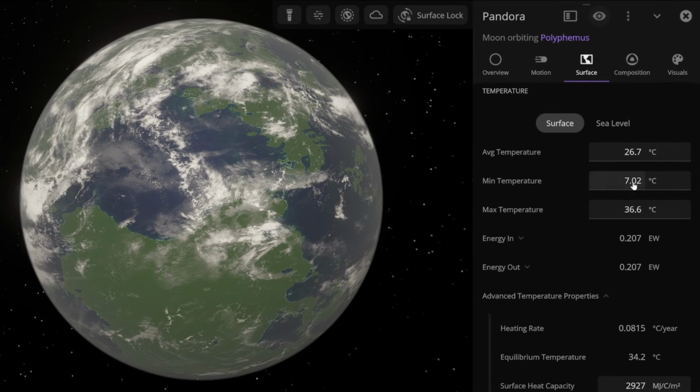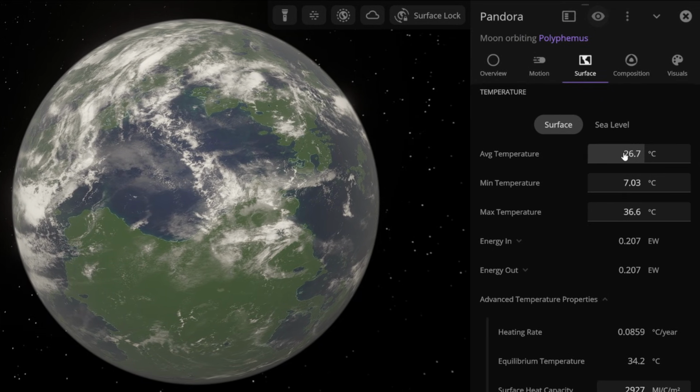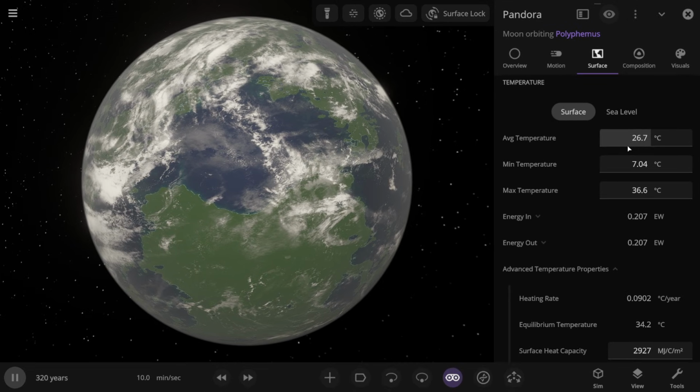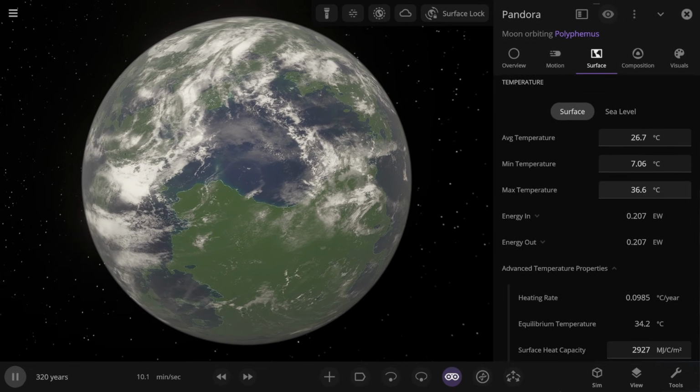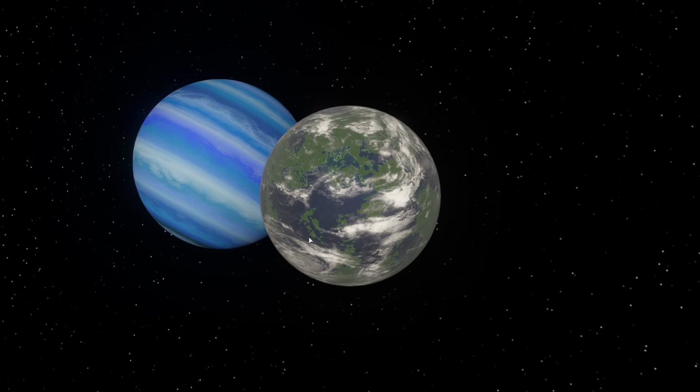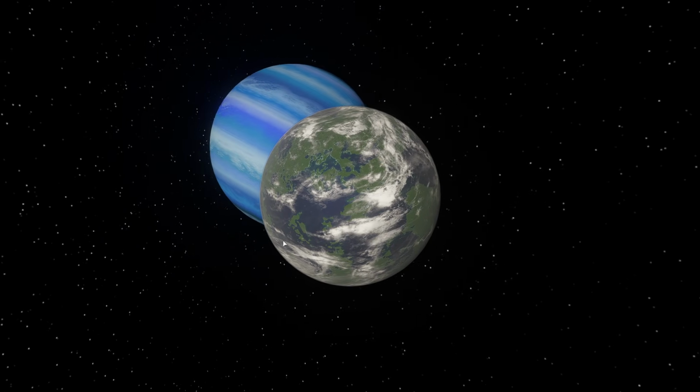When I added water, the temperature rose a bit because the water vapor in the atmosphere increased, about 26-something degrees Celsius. Well, in principle, Pandora is a hot planet in the movie anyway. And so if you look at it like this, it's starting to look like something similar.